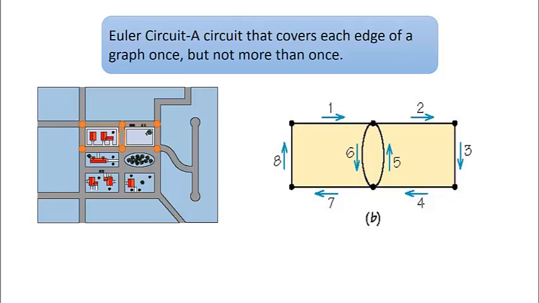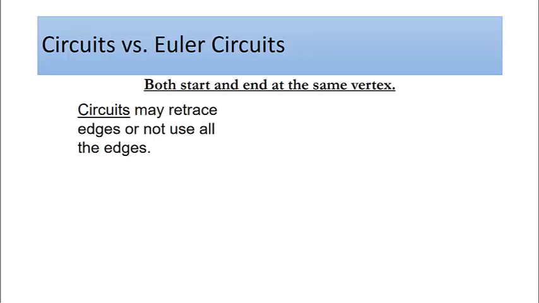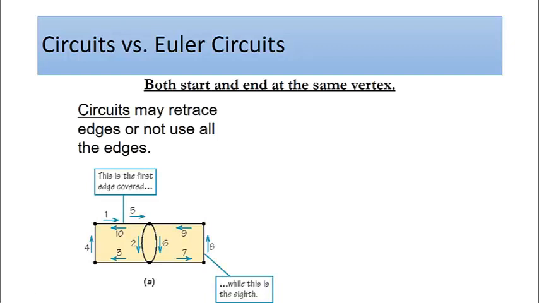Okay, so just to review, what's the difference between a circuit and an Euler circuit? Well, both start and end at the same vertex. Circuits, however, may retrace edges or not use all of the edges. For example, in this graph, we see we start at this vertex, we move to the middle, down, back to the left and up, and then we're going to trace this first edge again in step 5, down, to the right, up, back to the middle, and then we're going to go one more time to get back to the vertex that we started with.